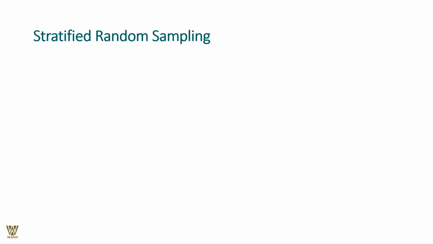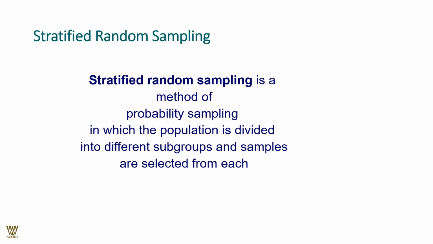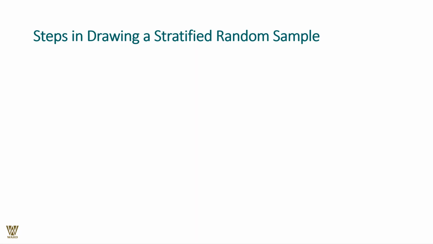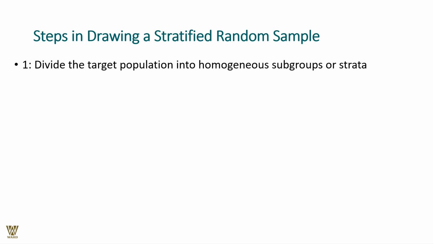skip interval. Stratified sampling is nothing but a method of probability sampling in which population is divided into different groups and subgroups, and samples have been selected from each of the groups or subgroups, and that is what stratified random sampling is all about. Let us go and look into the steps of stratified random sampling.